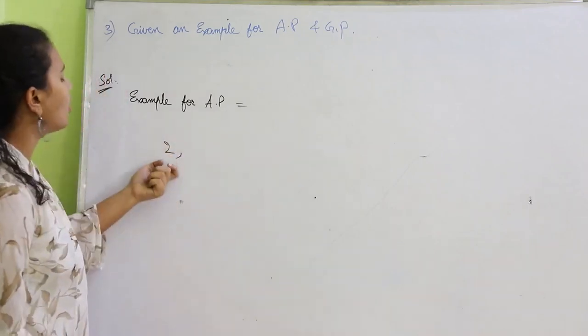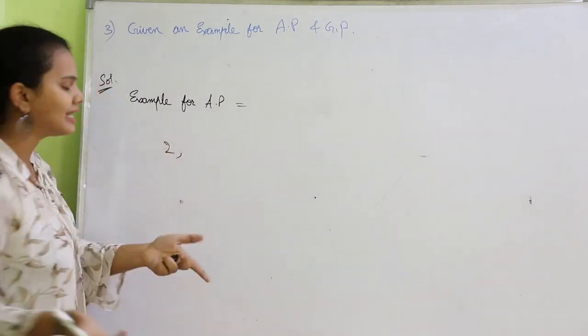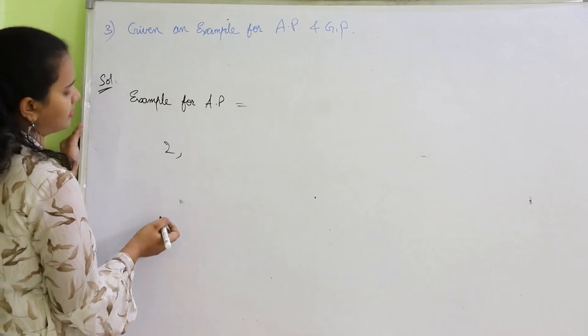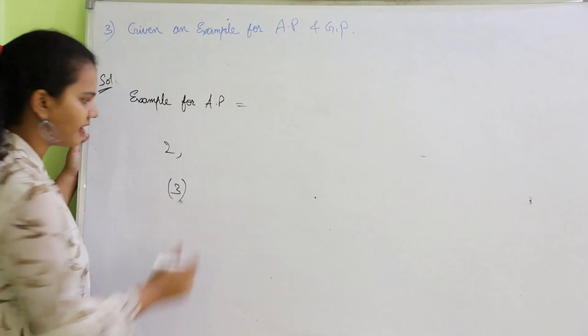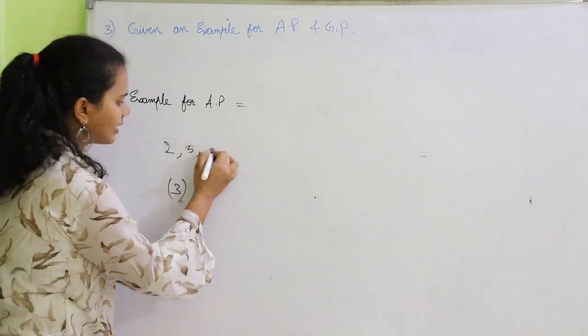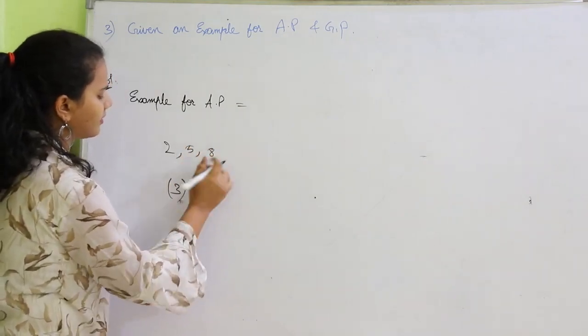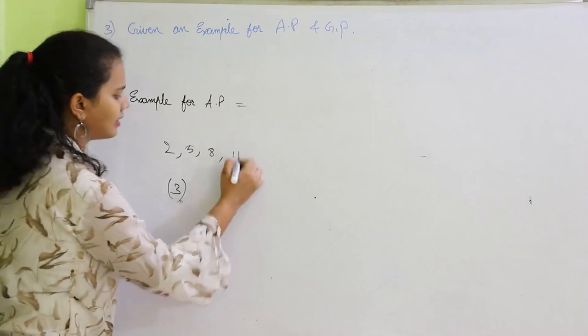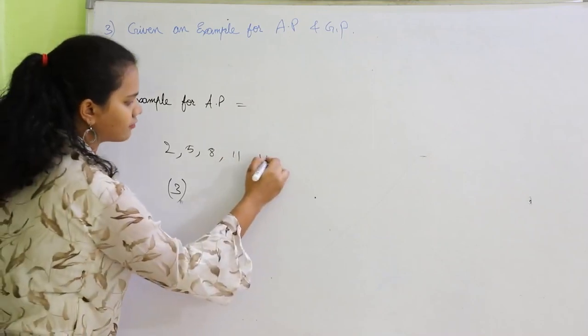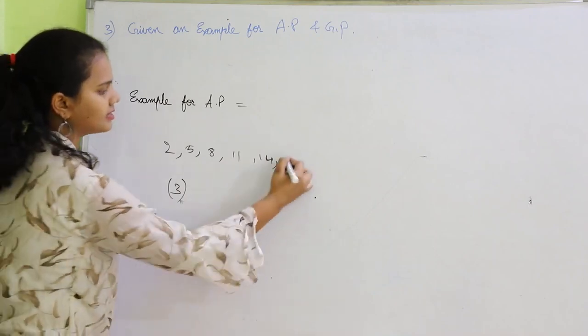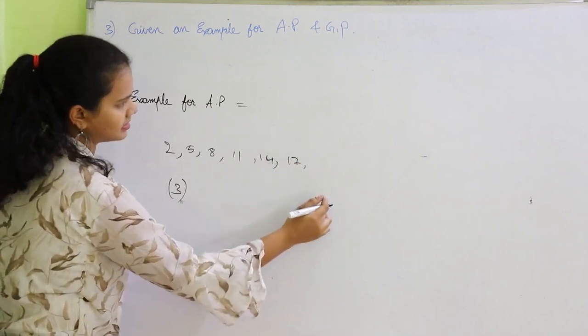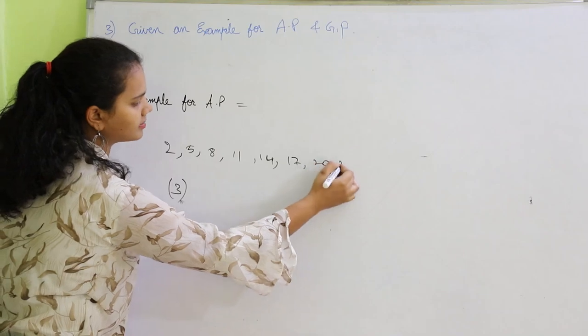Now take one number. Take one constant. Let it be 3. Here I am taking 3. So 2 plus 3, 5. 5 plus 3, 8. 8 plus 3, 11. 11 plus 3, 14. It goes like this. 14 plus 3, 17. 17 plus 3, 20. 20 plus 3, 23.